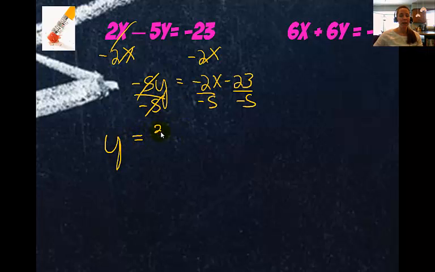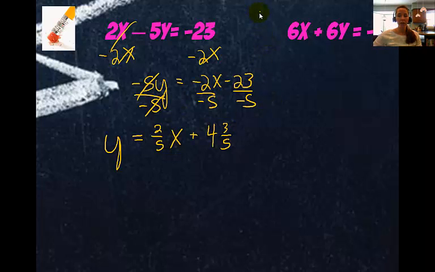X is positive 2/5 because those negative signs cancel out. And then negative 23 divided by negative 5, well, that goes in 4 times with 3 left over. A negative divided by a negative is a positive. So we have 4 and 3/5. Now that might look strange, but that's okay and that's normal. Sometimes you're going to go between the grid lines on your coordinate plane.